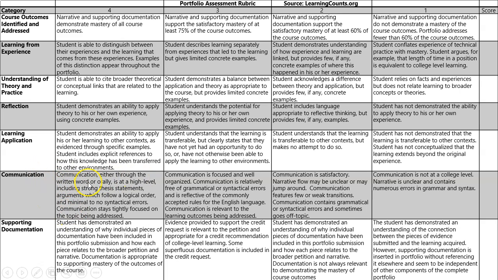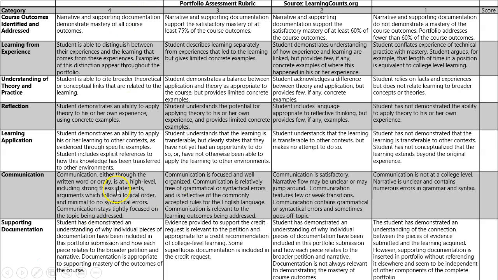This one, communication, is that you are writing effectively and communicating effectively with minimal errors. And then this bottom one, supporting documentation: if you provide a lot of documentation, you explain in your narrative the purpose of the documentation and how it relates.